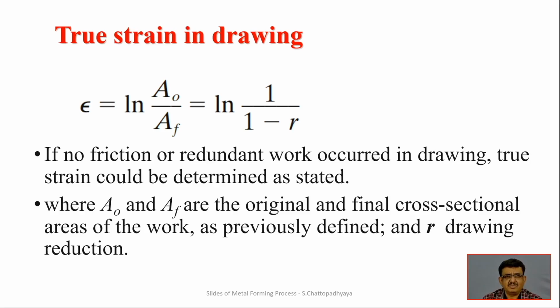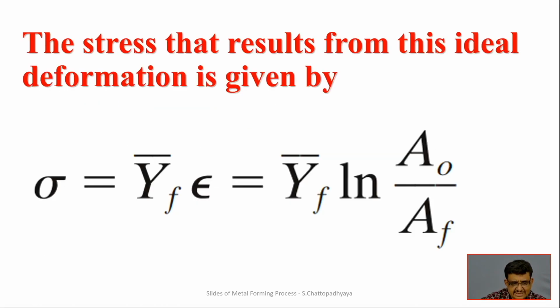as stated, because we assume that there is no friction or redundant work, and A0 and AF are the original and the final cross section, as we know that, and r is the drawing reduction. So, on the basis of that, we can find out the true strain in the drawing. Very easy to calculate with a very basic equation associated with that. And once it is there, then the flow stress, definitely we can find it out.